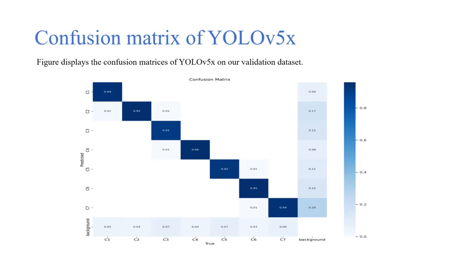Next, this is the confusion matrix, turning our attention to the confusion matrix of YOLO V5X. This figure provides a comprehensive visual representation of the model performance on our validation dataset. The confusion matrix offers a detailed breakdown showcasing the accuracy of detecting cervical spine bones C1, C2, C3, C4, and C7. This analytical tool allows us to examine not only the correct classification but also instances of misclassification, aiding in the identification of potential areas for improvement.